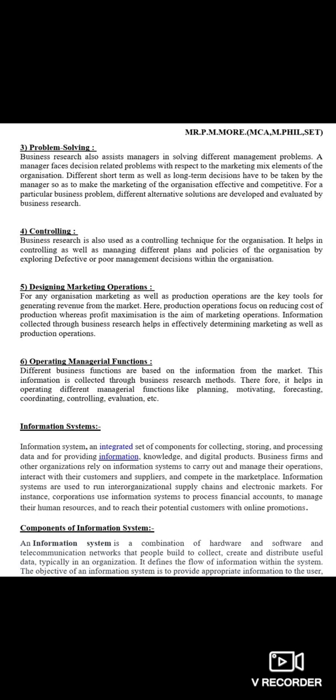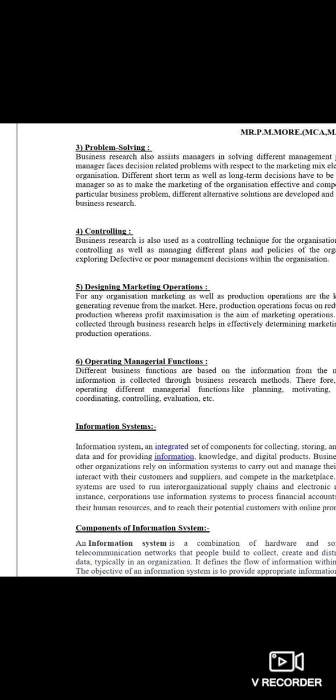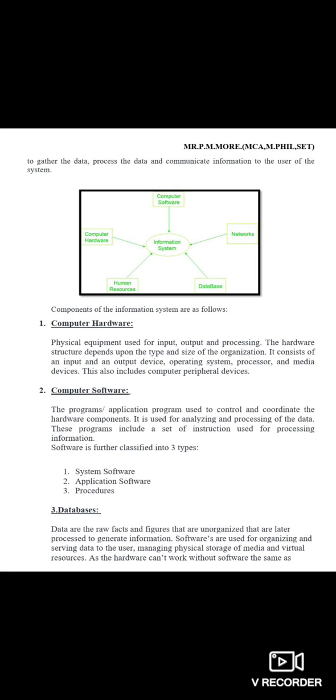An information system is a combination of hardware and software and telecommunication network that people build to collect, create and distribute useful data, typically in an organization. It defines the flow of information within the system. The objective of an information system is to provide appropriate information to the user, to gather the data, process the data, and communicate information to the user of the system. So here is component of the information system diagram.